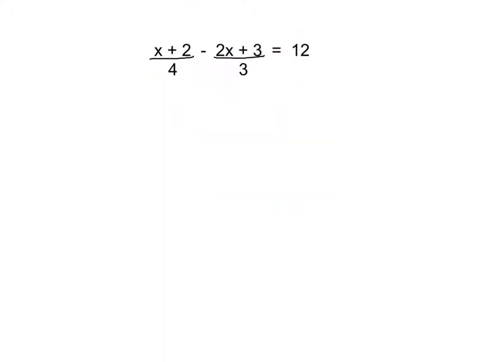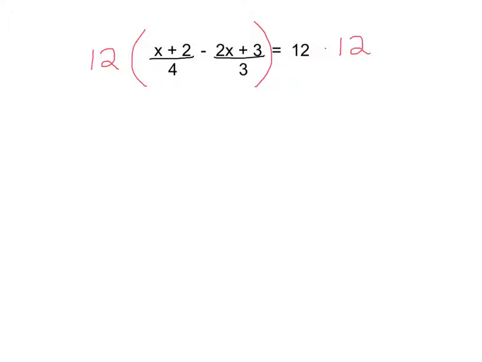Many times you will have more than one fraction in an equation, as you have in the case that I have here. The concept, though, stays the same. I want to get rid of the fractions. So the very first thing I'm going to do is multiply both sides. This time, though, I'm going to multiply both sides by the least common multiple of my denominators. My denominators are 4 and 3. And the least common multiple of 4 and 3 is 12. So I'm going to multiply both sides by 12.